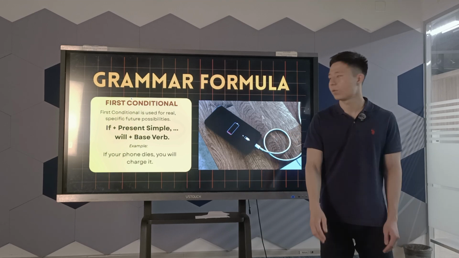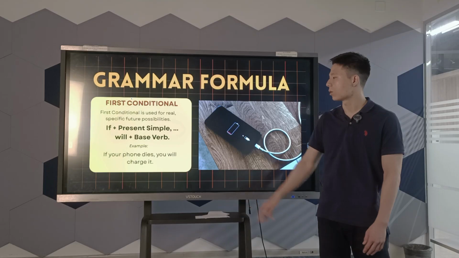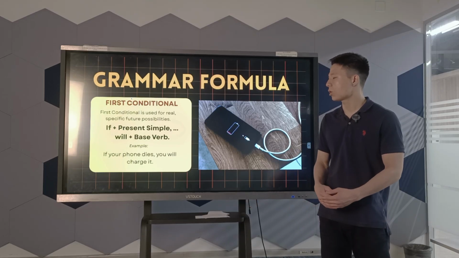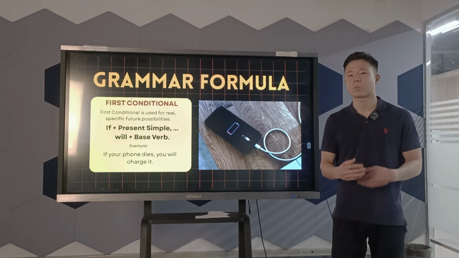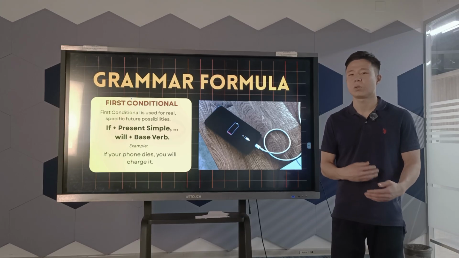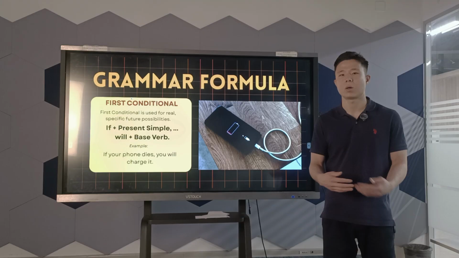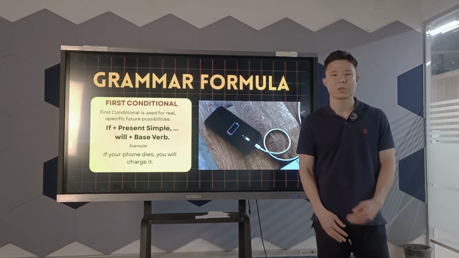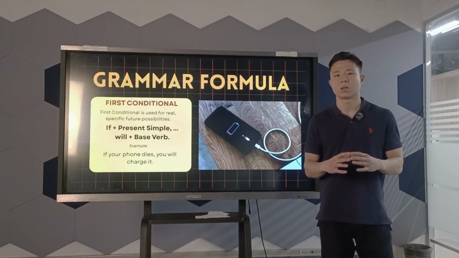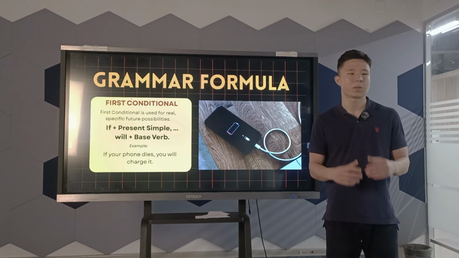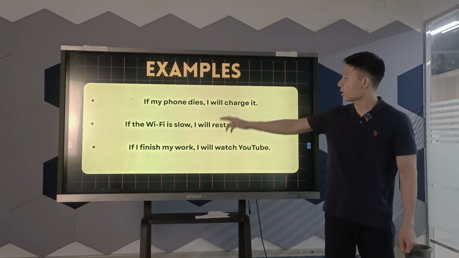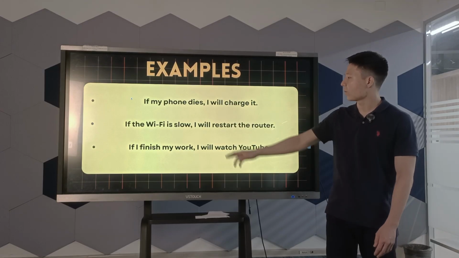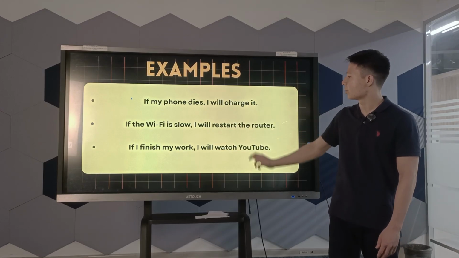For example, if your phone dies, you will charge it. But instead of charging, you can say, if my phone dies, I will use my second phone, or I will use my laptop, I will go outside, other options. There's no set meaning. Let's look at other examples. For example, if my phone dies, I will charge it. If the Wi-Fi is slow, I will restart the router.